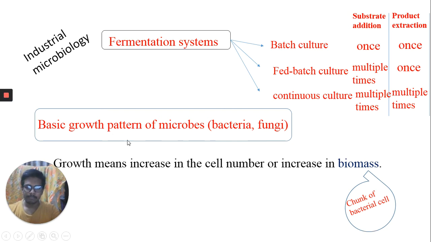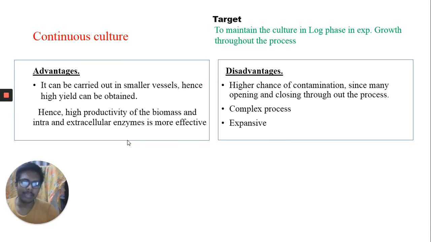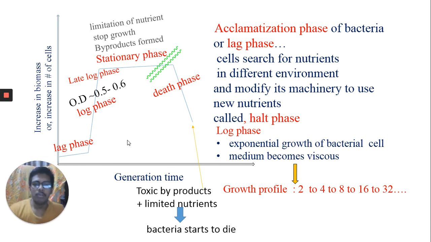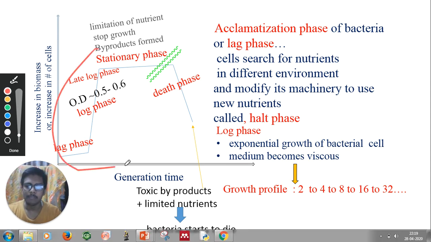Now we have to understand the bacterial cell growth. Bacteria have a pattern of growing. So in this video we will discuss the bacterial cell growth curve. Bacteria have a typical curve to grow, and it follows it every time. In this video we will discuss the bacterial growth curve, and in the progressive videos we will discuss the different fermentation systems like batch culture, continuous culture, fed batch culture. The bacterial growth curve looks like this. This is the typical bacterial growth curve.